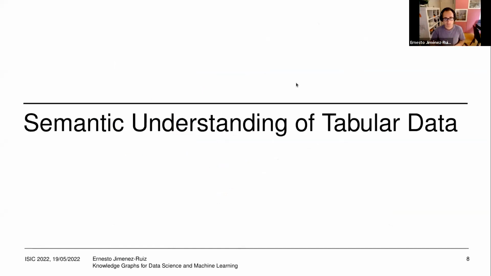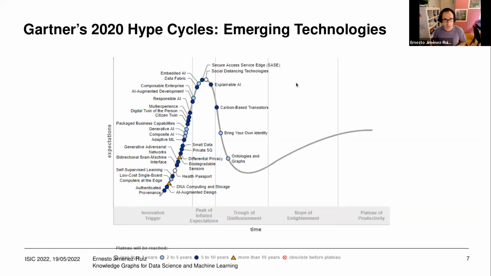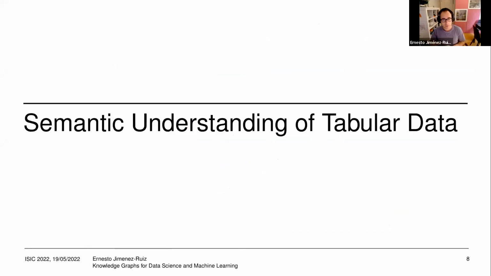So that was just the introduction to what I mean by knowledge graph. Now I would like to give my two cents on the contribution of knowledge graphs and the semantic web to data science, more specifically to provide semantic understanding of tabular data.